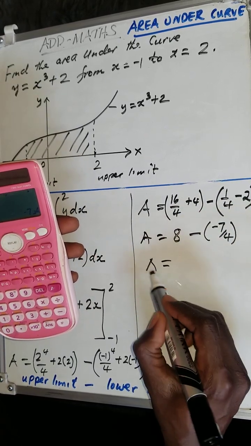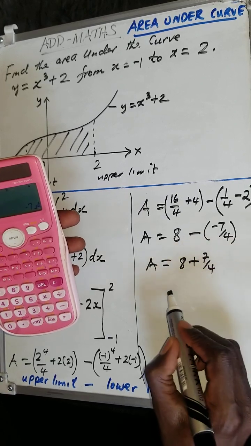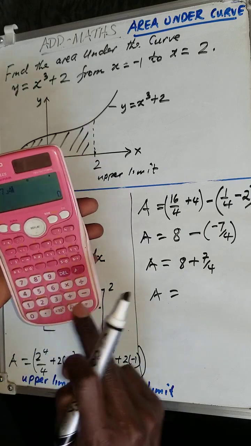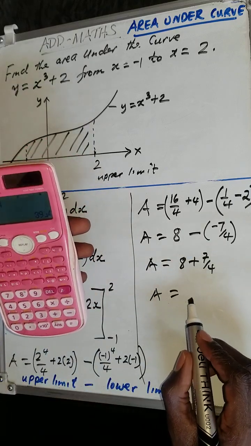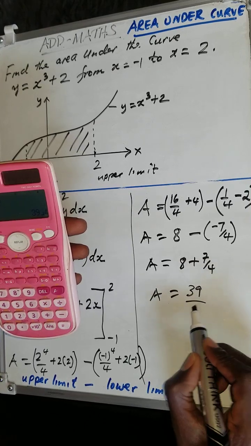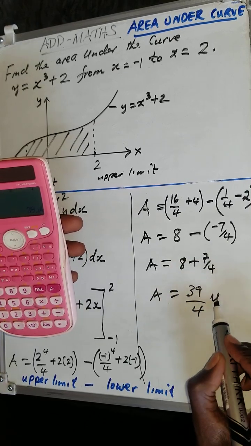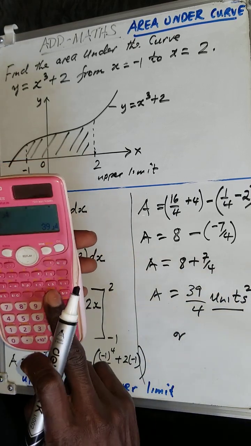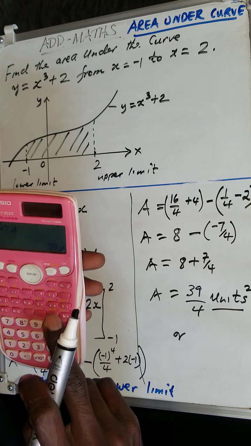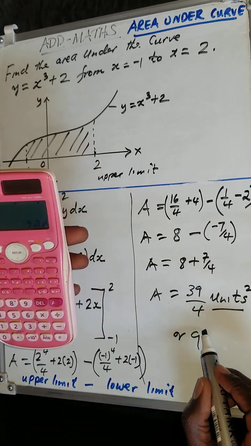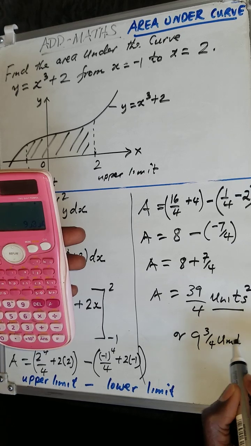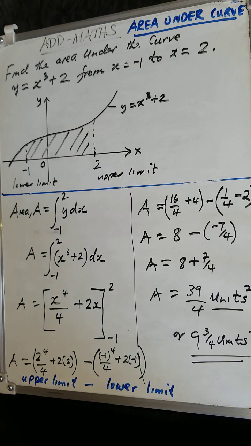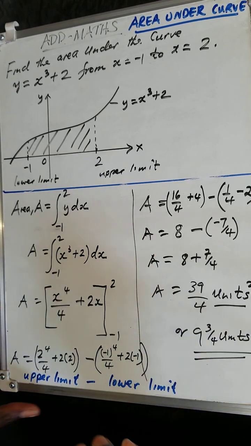Negative and negative will give us a positive, so it will be 8 plus 7 over 4. When you add that, that is going to give you 39 over 4. If you want, you can end there and simply say square units. But of course, we can leave it as a mixed fraction. So that would be 9 3/4 square units. You don't need to forget to put up the square units because you are finding the area. So this is the way you can actually find the area under the curve.